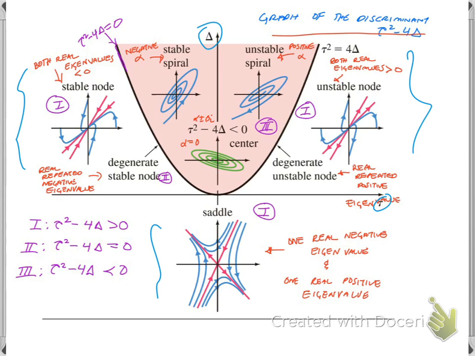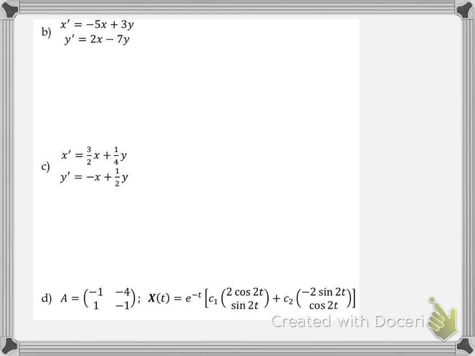And if tau squared minus 4 delta is equal to 0, that's our repeated case, then you're actually on the parabola. You are this parabola here. And if you are less than 0, so if you're complex, you're inside here as one of these spirals, or the center when alpha, your real part, is 0. And so let's classify and finish this up. Let's classify our remaining B, C, and D.